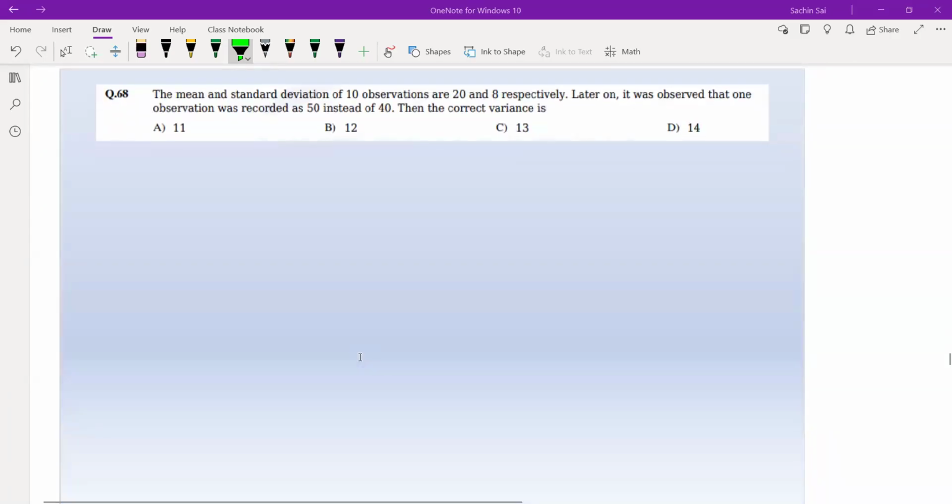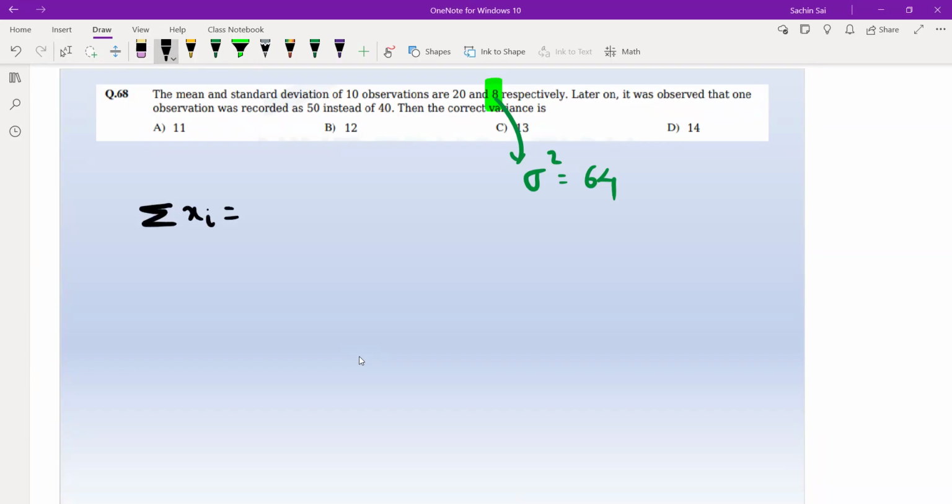Question 68, the mean and standard deviation of 10 observations are 20 and 8 respectively. So the standard deviation is 8, which means the variance is 64. Later on, it is observed that one observation was recorded as 50 instead of 40. So you need to replace that wrong observation, right? So the mean is 20, which means the sum of all the observations is 200, right? Because sum of observations by number of observations is 20, there are 10 observations. So summation xi is 200.